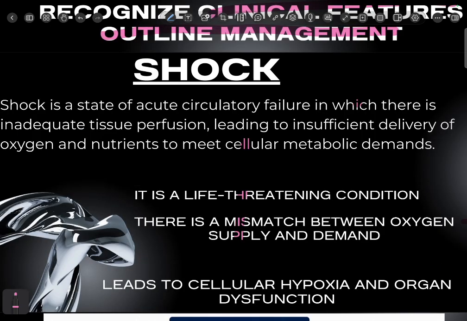So, shock. What is shock? Shock is a state of acute circulatory failure in which there is inadequate tissue perfusion, leading to insufficient delivery of oxygen and nutrient to meet cellular metabolic demand. So, it is a condition in which circulatory failure occurs, due to which inadequate tissue perfusion occurs, inadequate blood supply to the tissue, that leads to insufficient delivery of oxygen and nutrient, due to which cellular metabolic demand cannot be met, and this state is what we call shock.